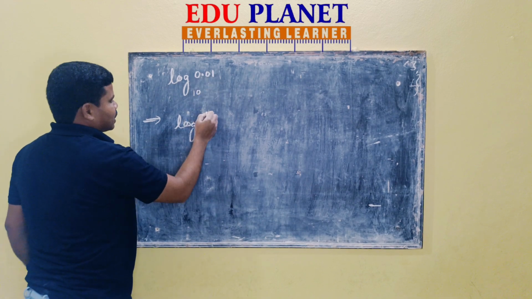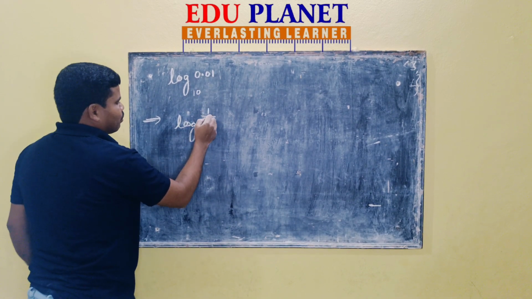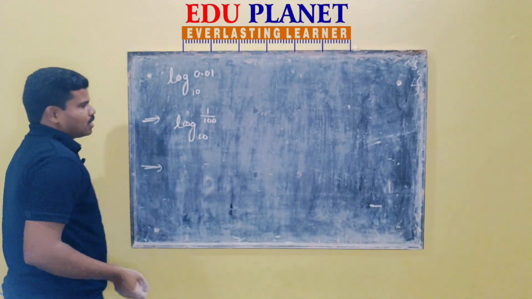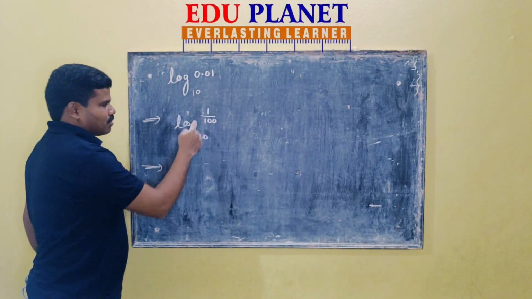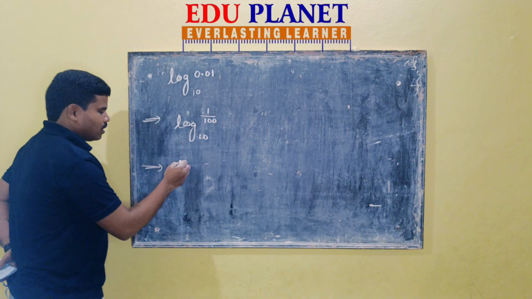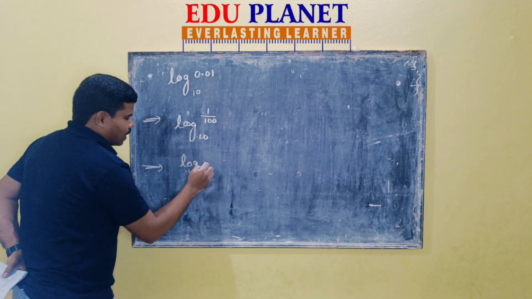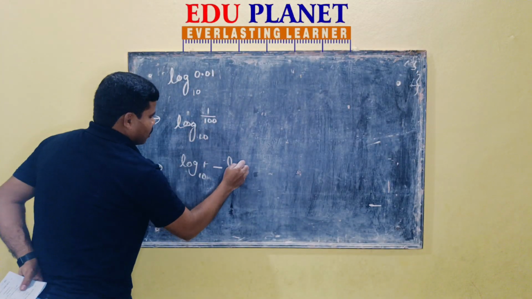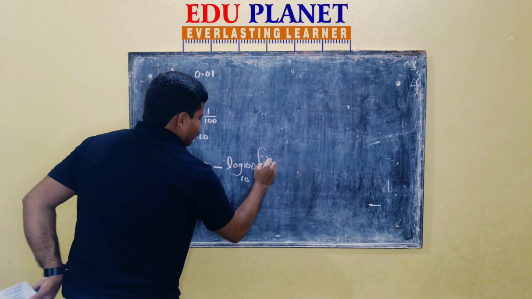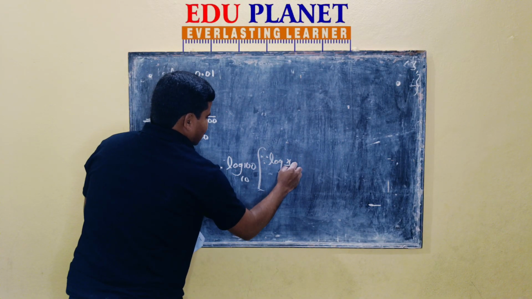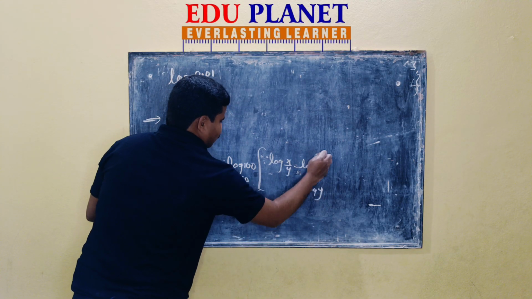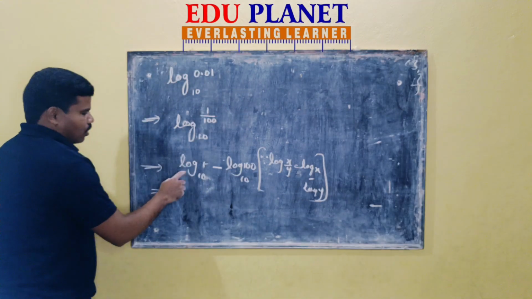Log 0.01 can be written as log of 1 by 100 to the base 10. We know that in logarithms, division gives us subtraction. It means log 1 to the base 10 minus log 100 to the base 10. Which formula have I used here? Log x by y equals log x minus log y. That formula.